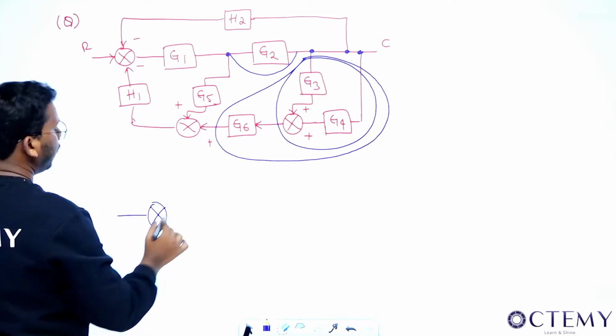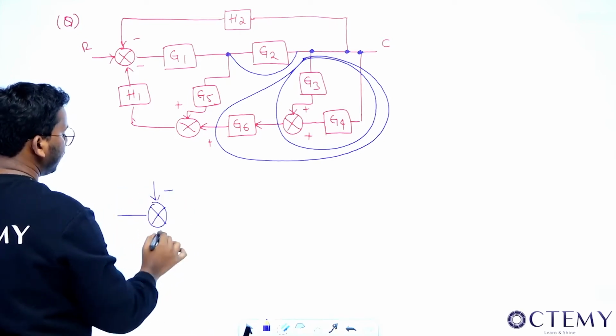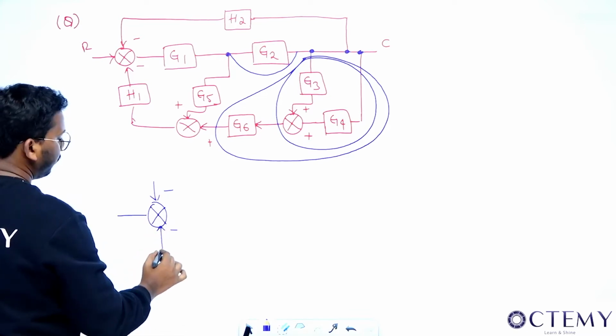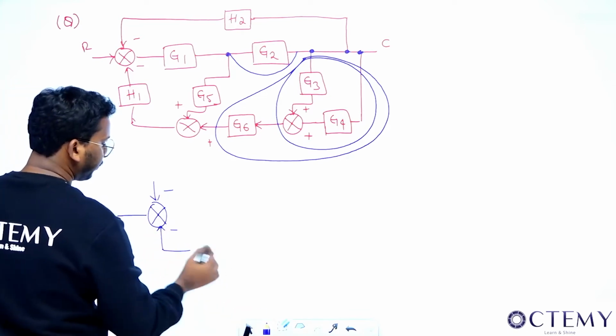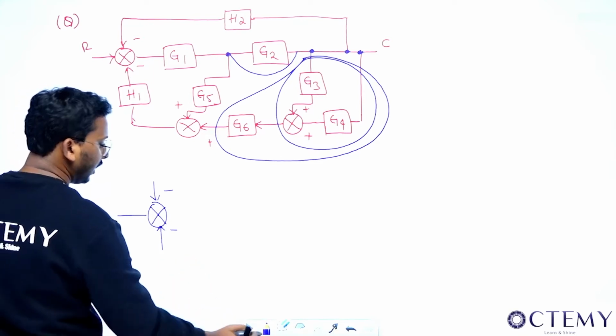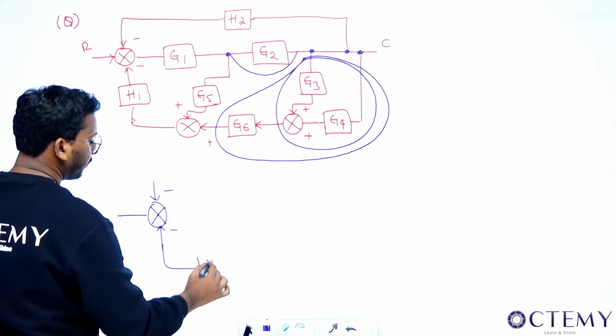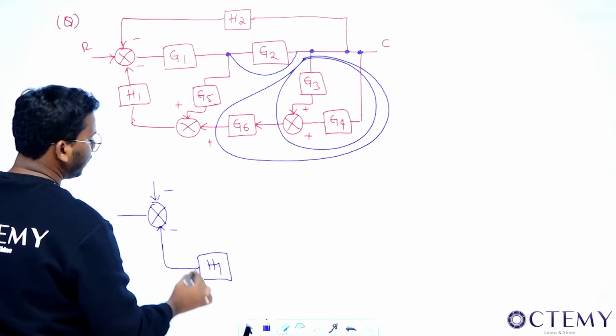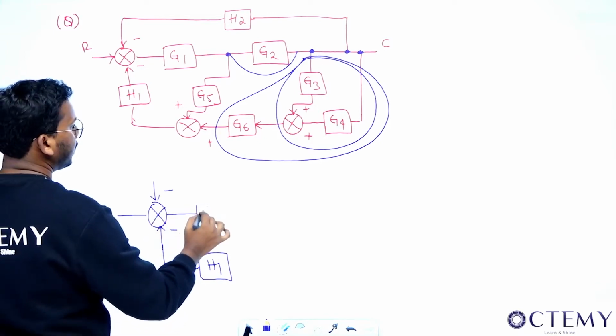This is there, as it is. This is minus. This is say H1. This is H1 here. Then what do you have here, sir? This basically is G1 as it is.